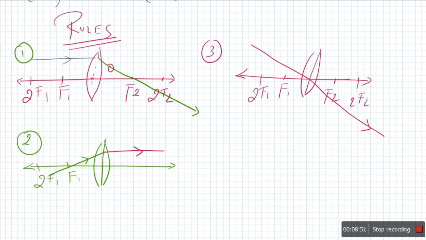So these are three rules based on which we will draw our ray diagrams. Do your best, keep practicing. We'll see you next time.